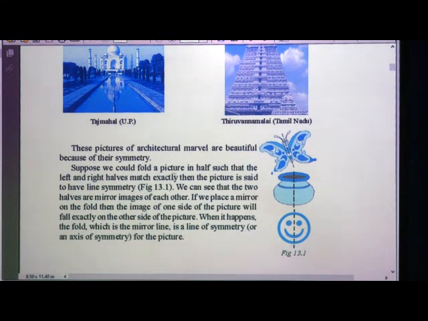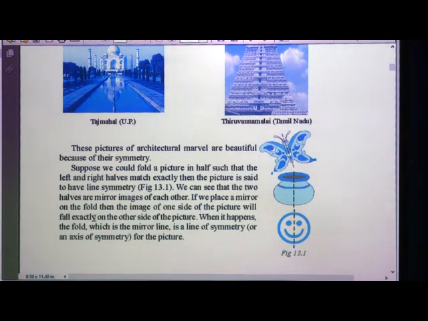Suppose we could fold a picture in half such that the left and the right halves match exactly, then the picture is said to have line symmetry. You can see this butterfly, we have folded the image of the butterfly in half. So both the sides become identical. In the same way for this spot and in the same way for this smiley. We can see that the two halves are mirror images of each other.